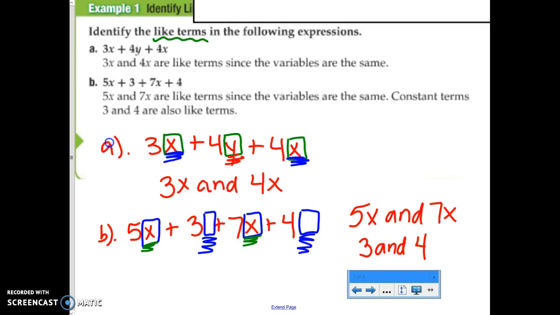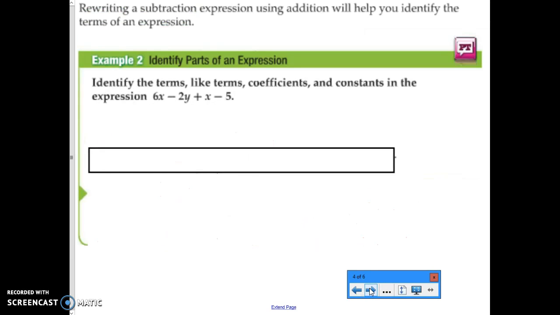All right, moving on to the next slide. It says rewriting a subtraction expression using addition will help you identify the terms of an expression. So all they want you to do, remember, if I look at this expression they give me right here, I can rewrite that into an addition problem.